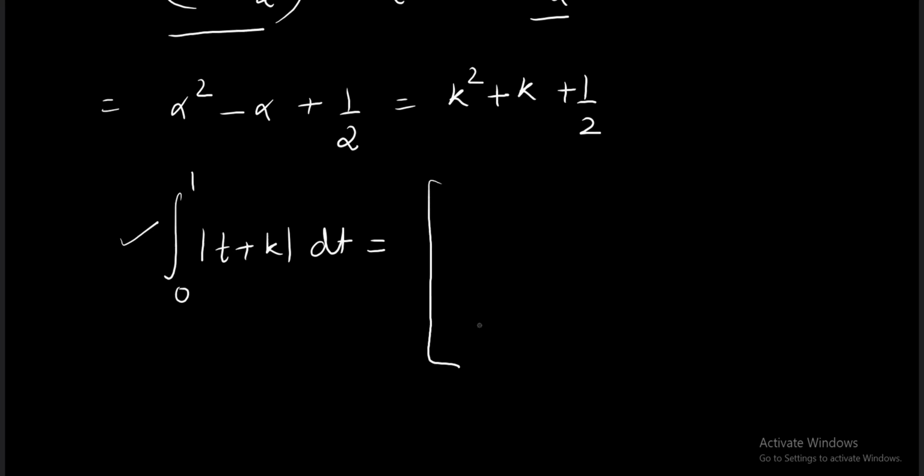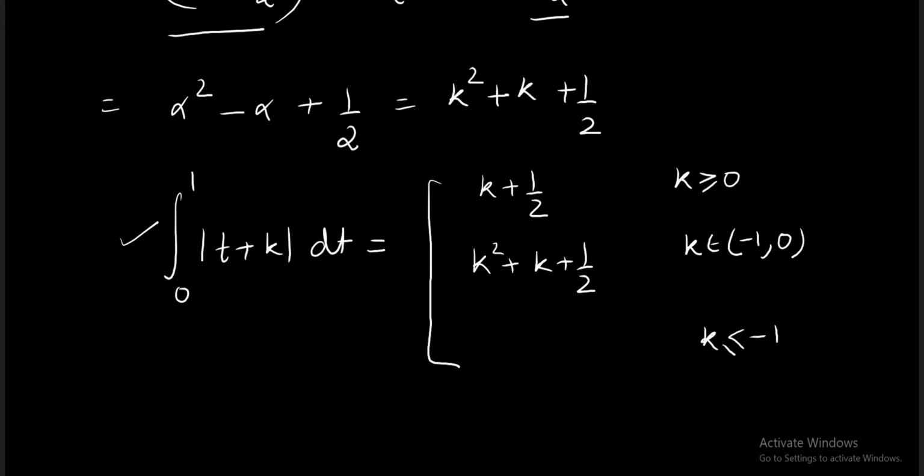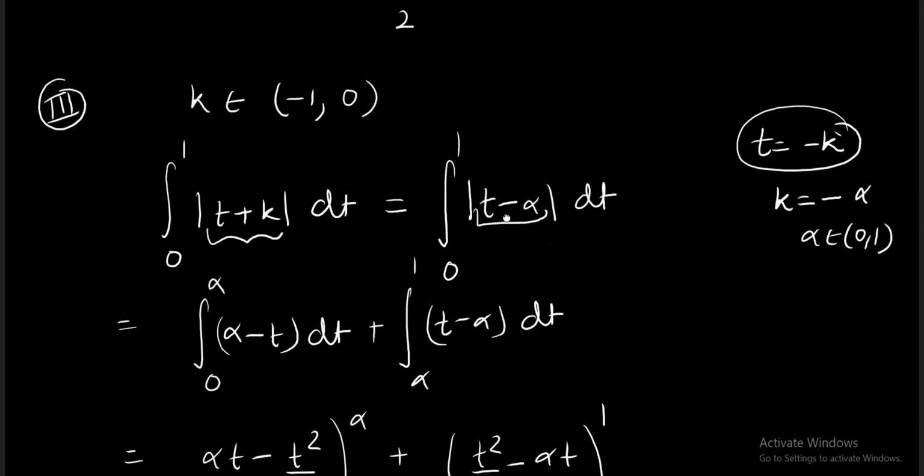And finally we are getting 3 answers, the 3 branches we are getting here. The first branch says that the answer will be k plus half when k is greater than or equal to 0. When you have k belonging to open minus 1 to 0, then your answer is k square plus k plus 1 by 2. And when you have k less than or equal to minus 1, the answer turns out to be, what answer did we get, I think minus k minus 1 by 2, right? Once again, let us do a verification so that no calculation error goes through.